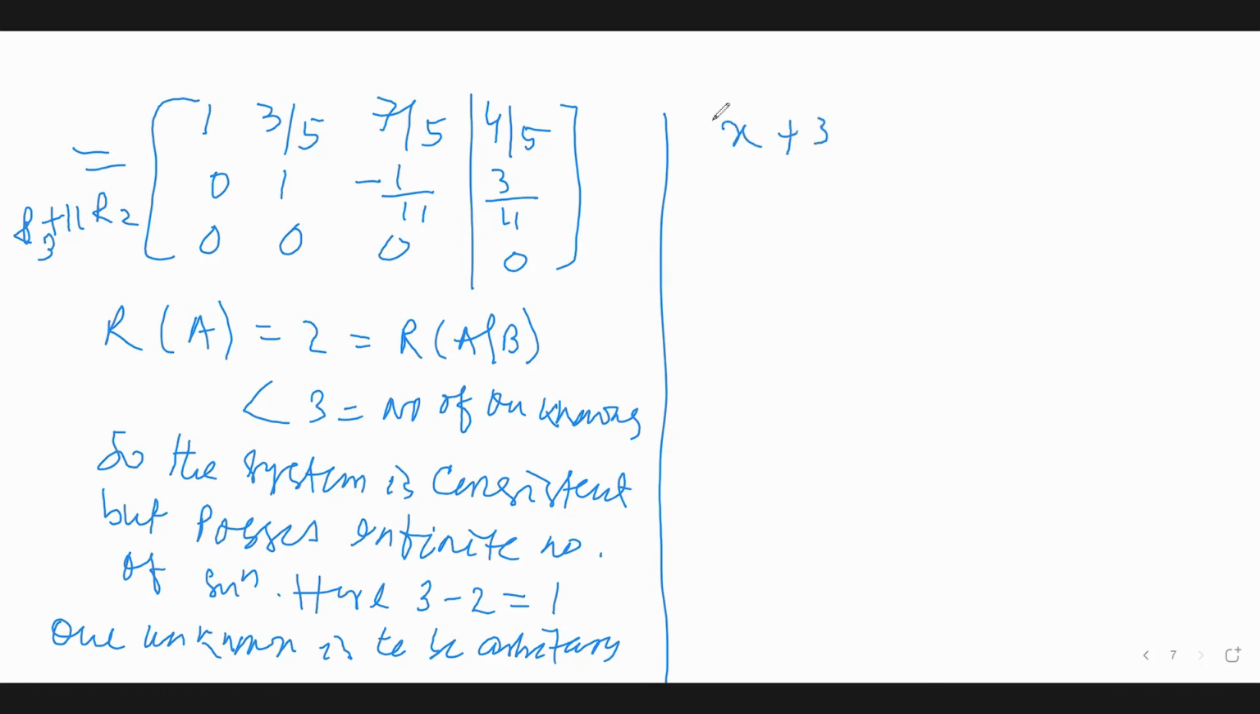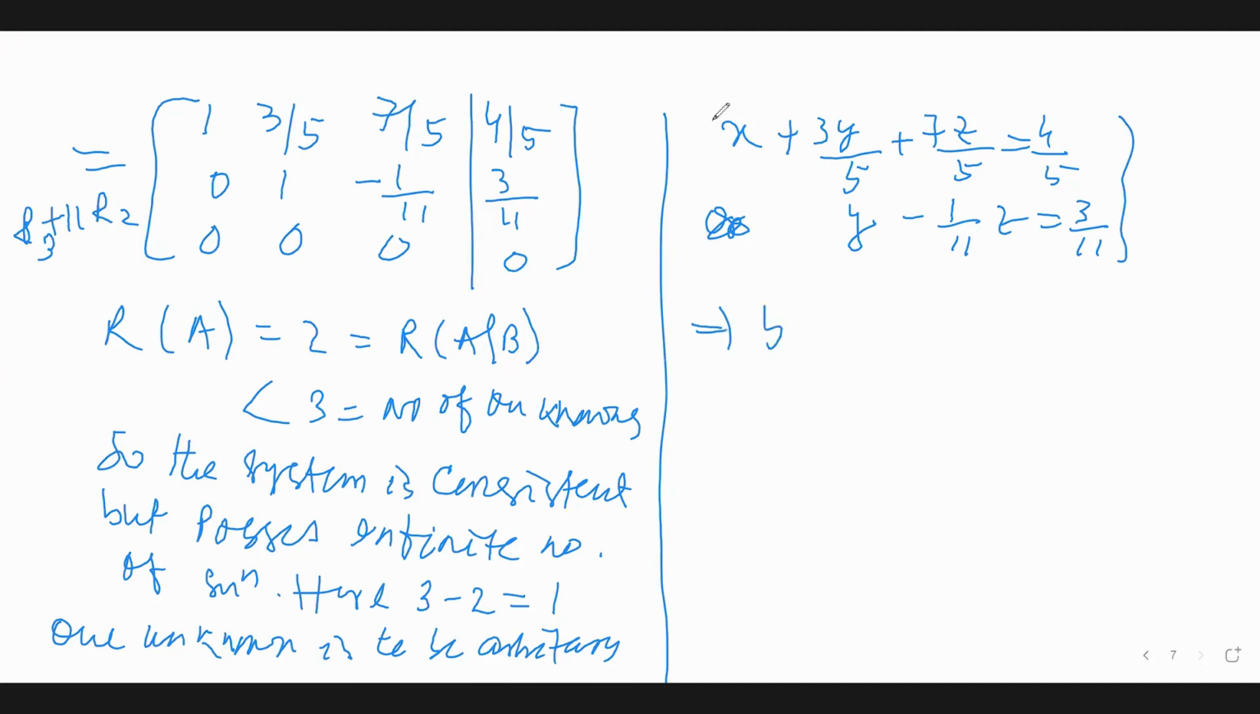x plus 3y by 5 plus 7z by 5 equal to 4 by 5, and the second equation is y minus 1 by 11 z equal to 3 by 11. I can write the equations a bit more simply: 5x plus 3y plus 7z equal to 4, and 11y minus z equal to 3. Am I right? The first question has 4, right sir? The upper one is 4.